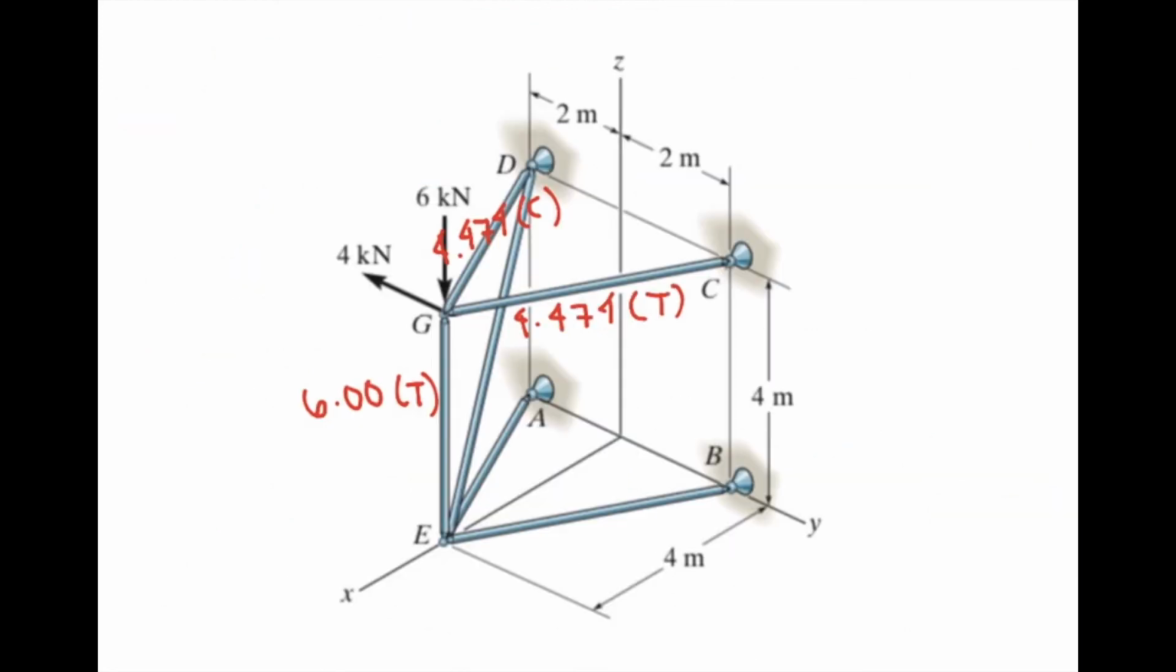Like we just said, TED, which is this diagonal right here, is going to be 8.996 T for tension. TEA is going to be 6.706 compression, because the compression automatically signifies that it is a negative number. And then TEB is 0.5031 compression as well.